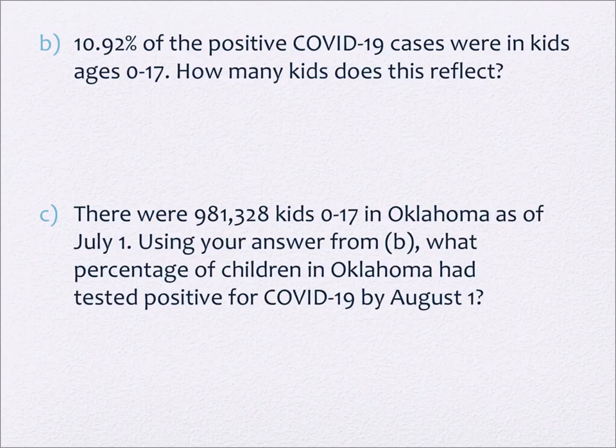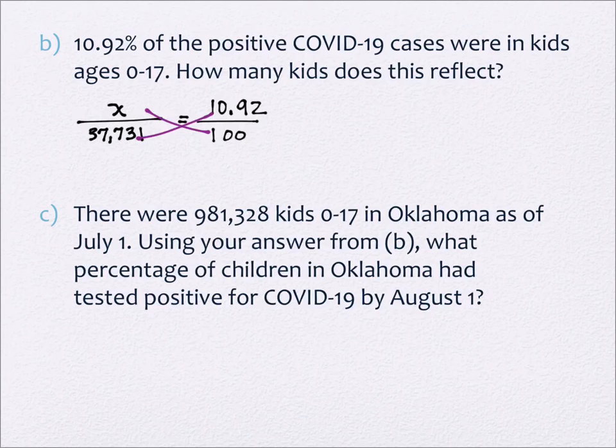Part B. At that same time, 10.92% of the positive COVID-19 cases were in kids ages 0 to 17. How many kids does this reflect? So this question's asking you how many kids in the state of Oklahoma actually represented that 37,000 number. So we have 10.92. Hang on, let me write it this way so that it matches the one I did before. We have a number of kids out of my 37,731, and that is supposed to be 10.92% out of the 100%. Oops, not 1,100.